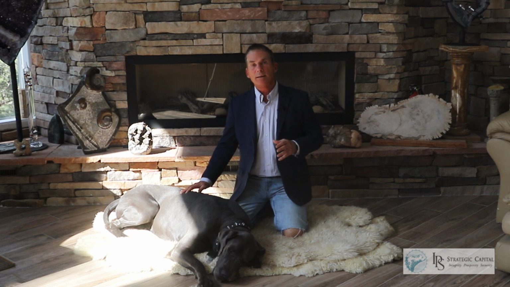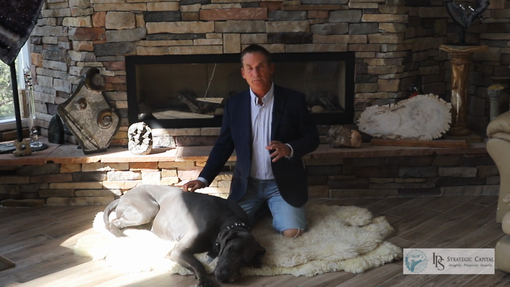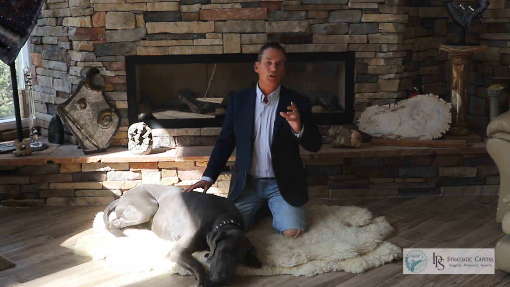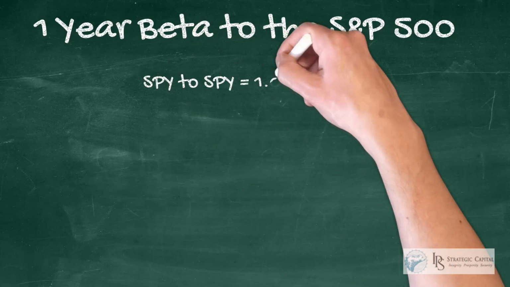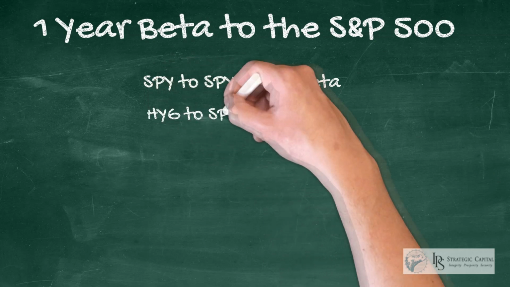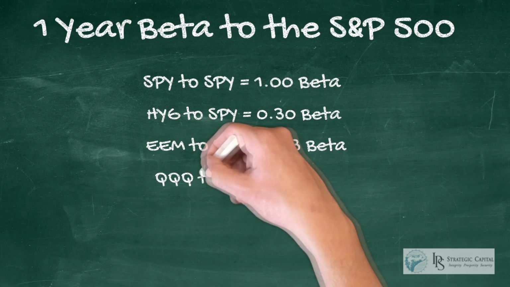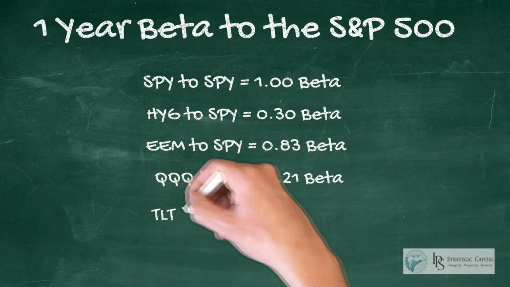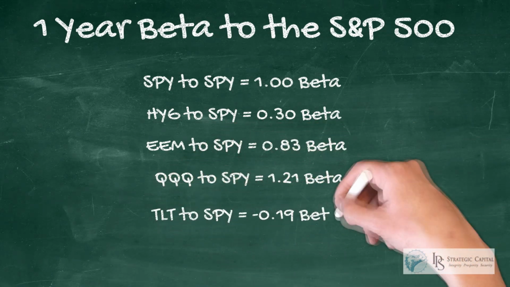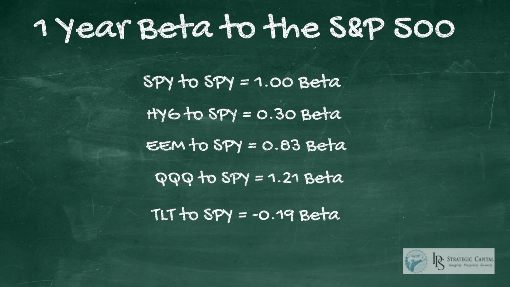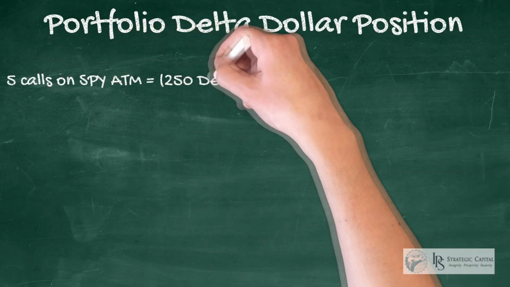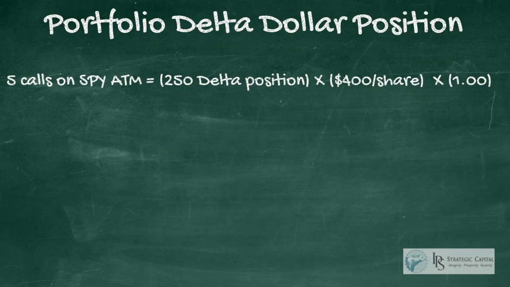The problem with using diversified assets is you've got to adjust your Delta Dollar position based on your beta. The first thing we're going to do is look at a regression of SPY to these various assets over the last year, HYG, EEM, QQQ, and TLT, to calculate what the beta has been over the last 12 months. Then what you're looking to do is multiply your deltas times your share price times your beta of whatever asset is your benchmark.